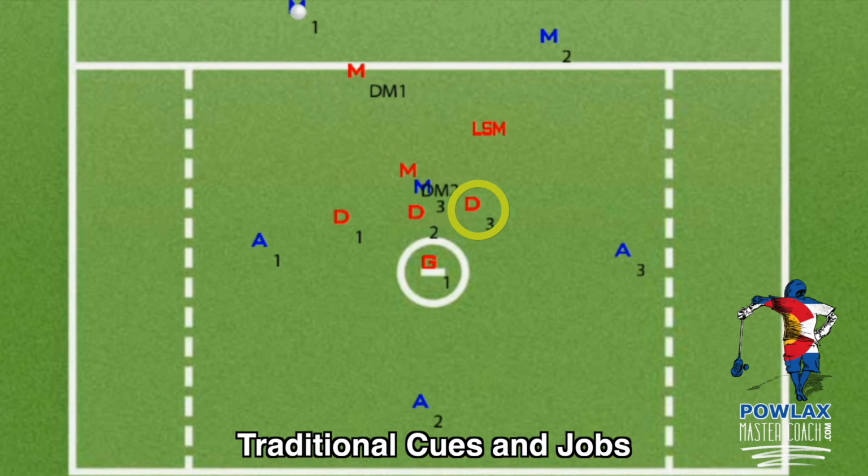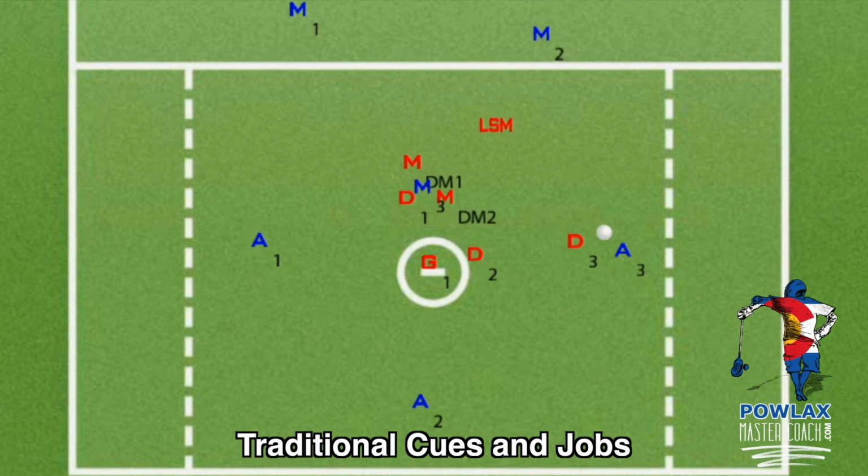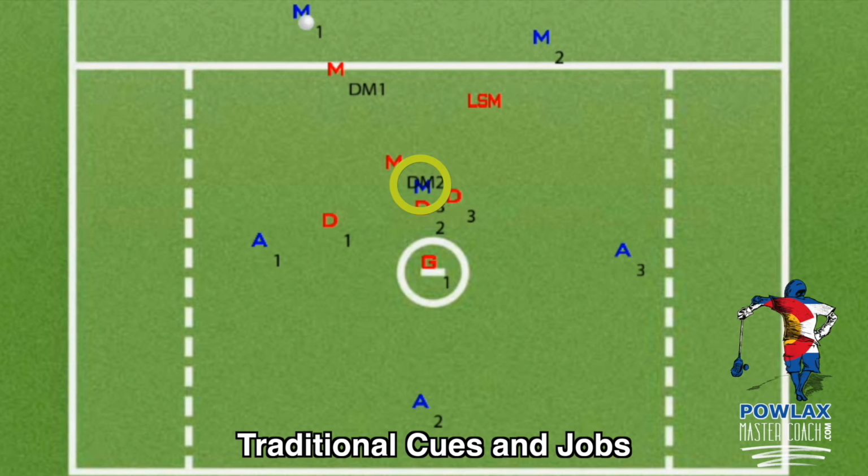D3 is our second 2 defenseman, and his call is also 2 for the same reasons. His player, A3, is 2 passes away from the ball. He is responsible for A3 and M3 or M2, depending on the defense we are in, and he would be the second slide if DM2 or the LSM have to slide to the ball carrier.